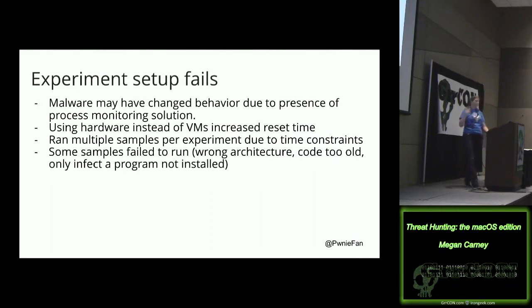What was not great about this experiment? Malware has been known to change its behavior based on sensing CrowdStrike. So if any of the malware samples I ran was looking for that, they would have changed their behavior. Using hardware does make experiments take longer because your reset time takes longer. Because of that, I had to run multiple samples per experiment, which wasn't great, but you could mostly sort things out because of the process trees.